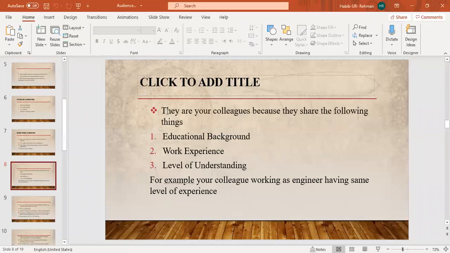So they are your colleagues because they share the following things. They share educational background. I mean, if you have done BS CS, they also have that degree, BSCS. For example, you have work experience of 2 years.